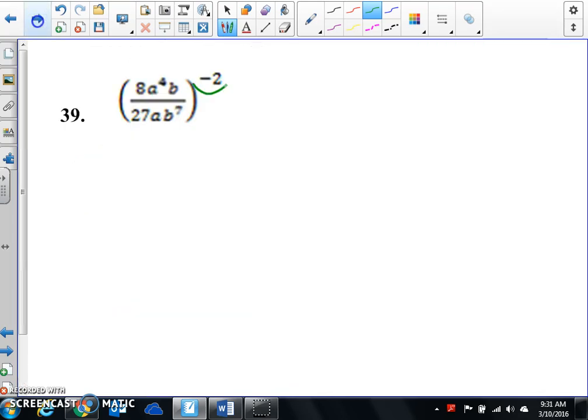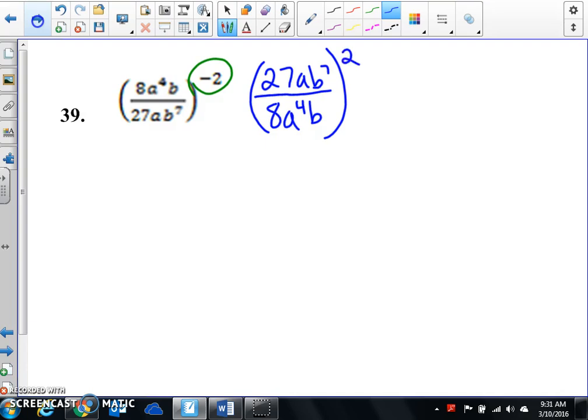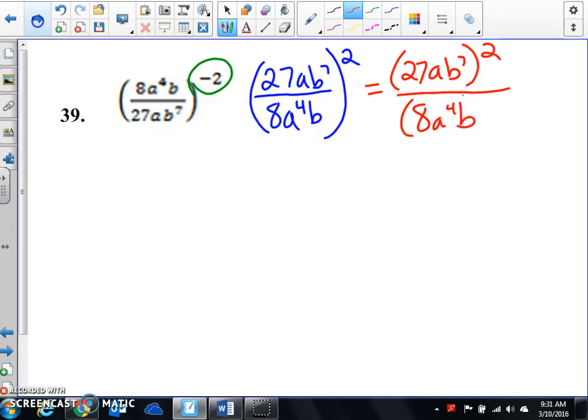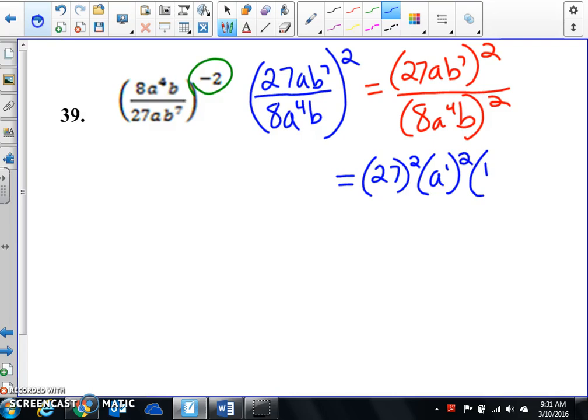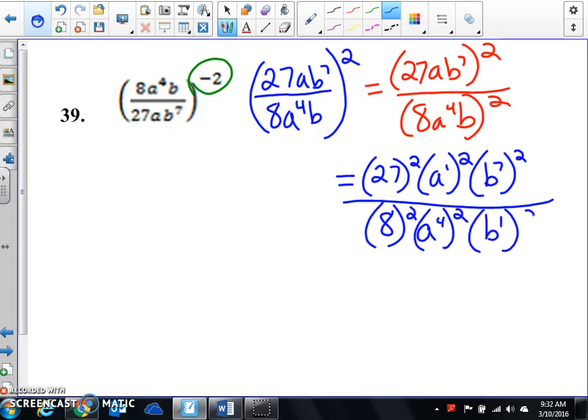All right, so if you have a negative exponent outside, the first thing you need to do is flip what is inside. So this is 27ab to the 7th over 8a to the 4th b, all squared. Now, just like before, you can break it up however you want, but this is 27ab to the 7th all squared over 8a to the 4th b all squared, which is 27 squared, a to the first squared, b to the 7th squared over 8 squared, a to the 4th squared, b to the first squared.